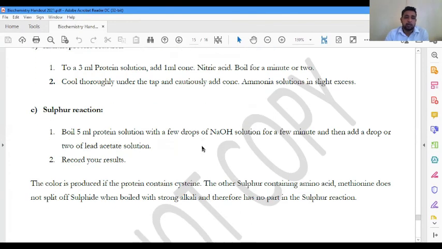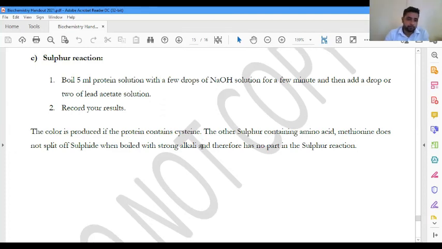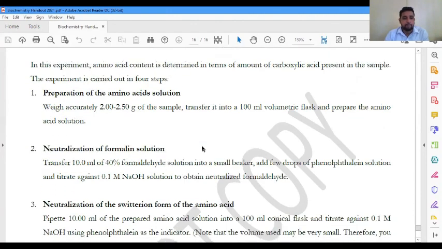Okay, then here you will observe black precipitate, that is lead sulfide. If you need to assure that it is lead sulfide, we can add a small amount of HCl, then it will disappear. The precipitate will be removed. Okay. Then we discussed quantitative analysis of proteins. Under that, we discussed Sorensen's formol titration. Okay.